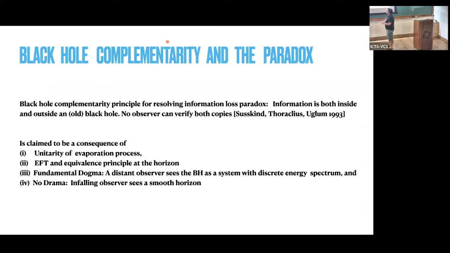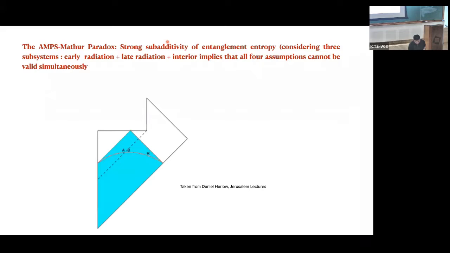And then there is the so-called fundamental dogma, that the black hole is like some coal from the point of view of an external observer. And this black hole complementarity has been challenged from the quantum information theory perspective by AMPS, and earlier also by Mathur. But I think Mathur was not directly challenging the black hole complementarity itself.